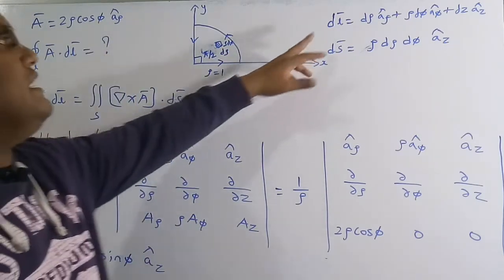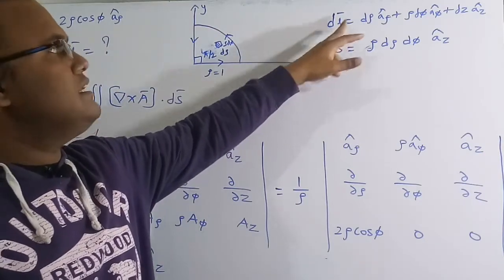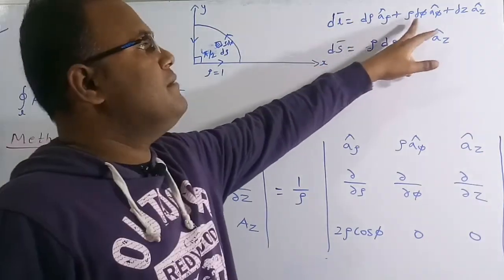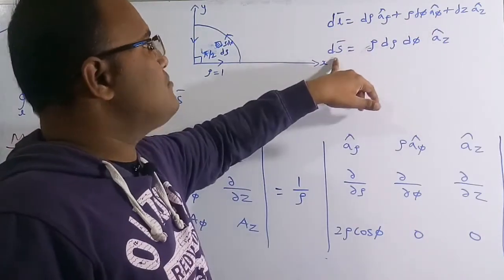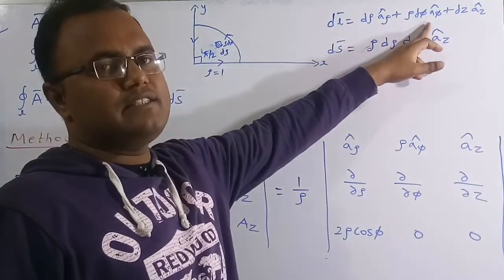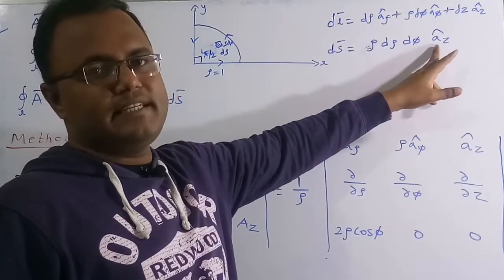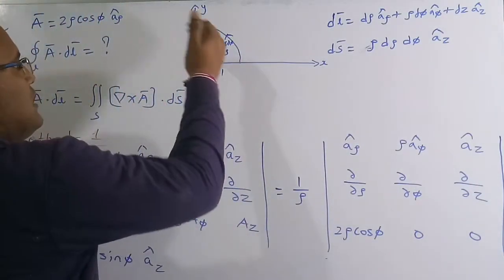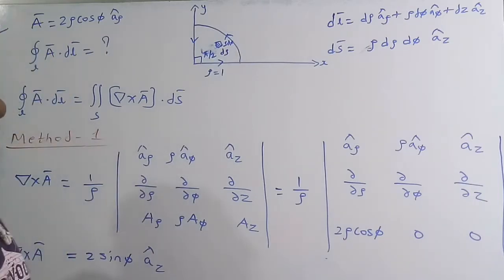Now a small increment in length in the cylindrical coordinate system is d rho in terms of a rho cap, plus rho d phi into a phi cap, plus dz into a z cap. For ds bar, the change in the rho axis is d rho and the change in the a phi axis is rho into d phi. You multiply these two, and a z cap, because it is orthogonal, is always perpendicular, always outward from the surface. So this is ds bar.